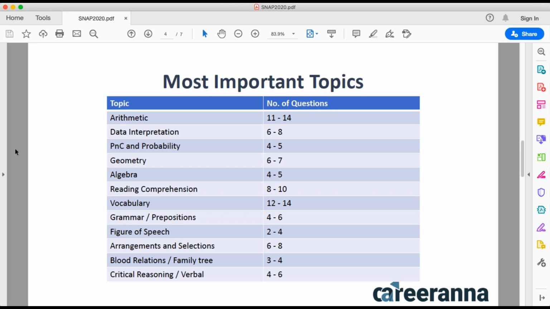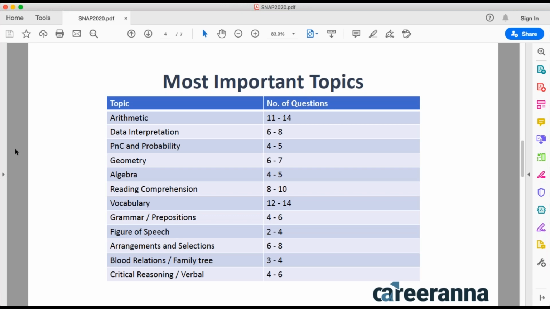When I say algebra, you should remember what all topics come under algebra. Algebra refers to linear equations, quadratic equations, functions and graphs, and inequalities and modulus. That's the set of topics which get into algebra. Maximum questions will come from functions and graphs, quadratic, and inequalities. That's what algebra will majorly comprise. So from a quant perspective, this is the breakup. Data interpretation in SNAP is part of the quant section only.